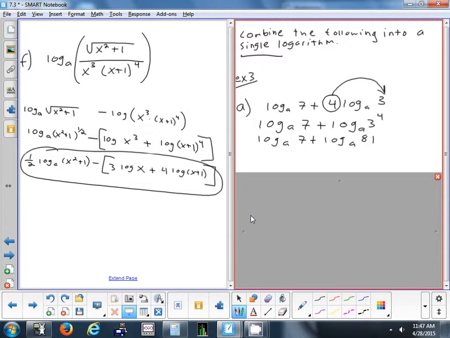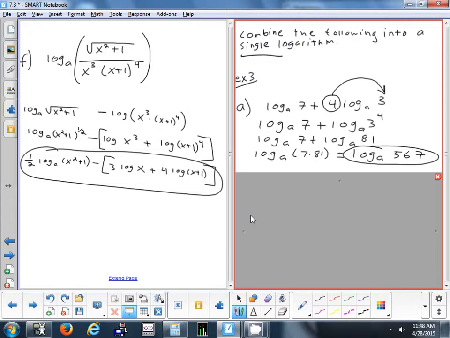I have 2 logs and I have a plus sign between them. If 2 logs are split with addition, you multiply. Originally the 7 and the 81 were multiplied together. So it's log base A, 7 times 81, which is 567. We'll do that out. If you want to use your calculator for that, that's fine. And that's it. So we've recombined it into a single log.